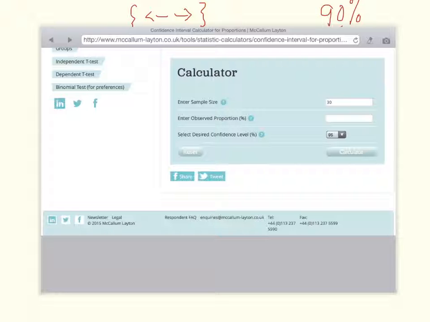And if I hit calculate, it gives me a confidence interval of plus or minus 12.15. Now that's a big spread. So it's saying that the true proportion is within 12.15% above and 12.15% below 13.3. And if you notice at the bottom, it says the range for the true population proportion is 1.15% to 25.45%.